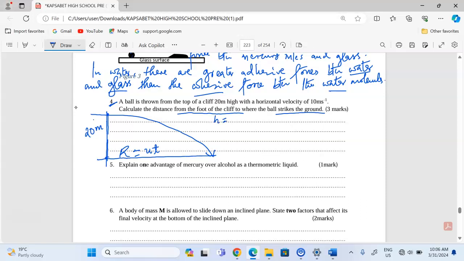and the height of 20 meters is usually given by half gt squared. That means with the 20 meters height, half, and g, which is acceleration due to gravity, can help us get what we are calling the time. Therefore, this will be 5. Then when we divide through by 5, we get 4 equals t squared. And the value of t will be exactly 2 seconds.